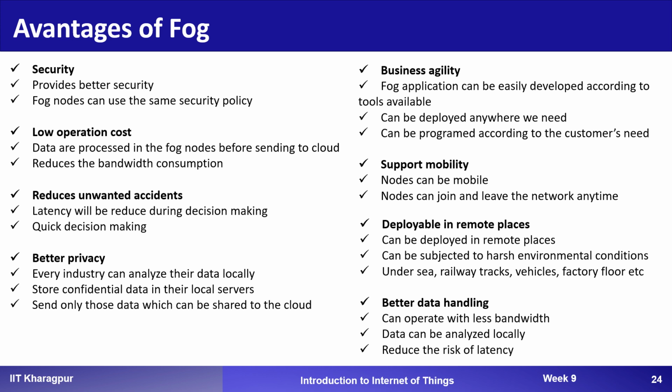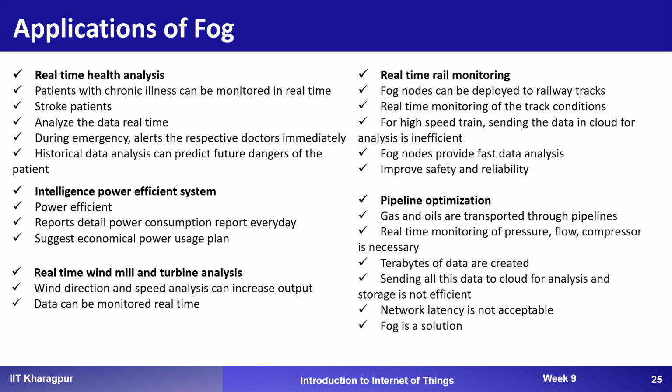Next one is deployable in remote places. Fog nodes can be deployed anywhere in various remote places, or can be deployed in harsh environmental conditions also, and these are also responsible for better data handling. It can operate with less bandwidth, data can be analyzed locally, and it reduces the risk of latency.